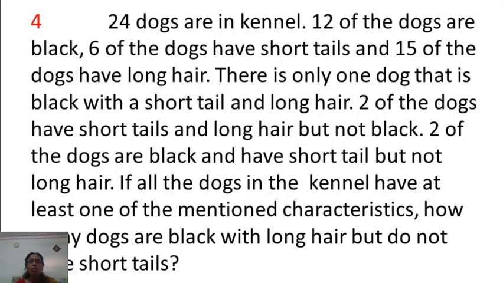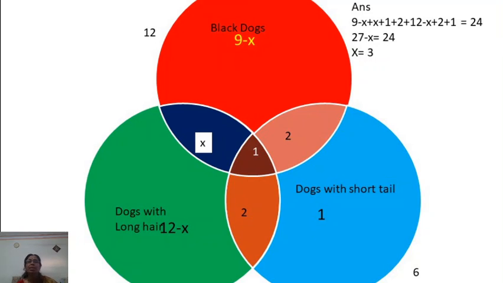Two of the dogs have short tails and long hair but not black. Two of the dogs are black and have a short tail but not long hair. If all the dogs in the kennel have at least one of the mentioned characteristics, how many dogs are black with long hair but do not have short tails? So draw it, a very interesting figure. This red circle shows black dogs, green circle shows dogs with long hair, and this blue circle shows dogs with short tail.